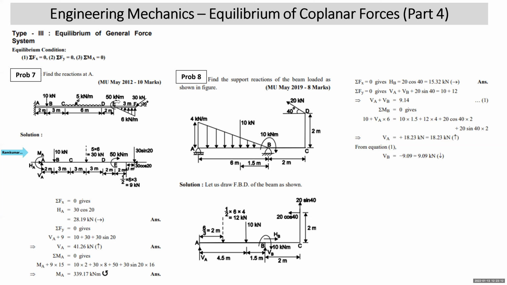Then 50 kilonewton meter is the external moment. We have shown it as it is. You have a 30 kilonewton force over here, which is making 20 degrees with the horizontal. So we resolve it exactly at the same point F: 30 cos 20 and 30 sin 20.